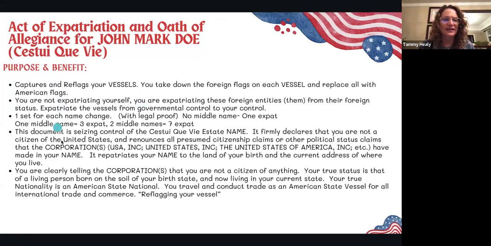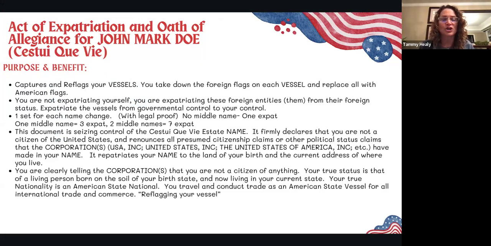So the purpose and benefit, it captures and reflags your vessels. You take down the foreign flags on each vessel and replace all with American flags. That's our civil peacetime flag. You are not expatriating yourself. You are expatriating these foreign entities, them, from their foreign status. Expatriate the vessels from governmental control to your control.